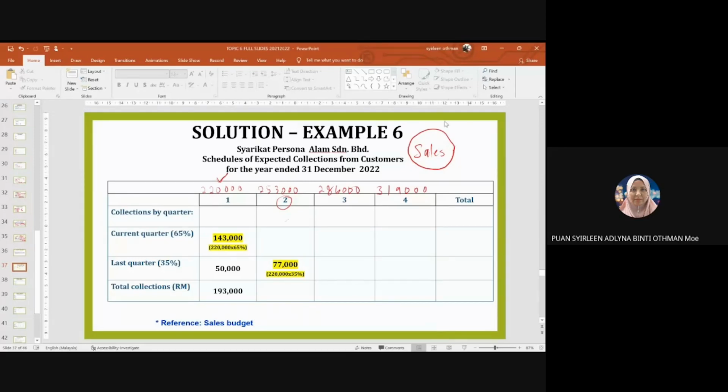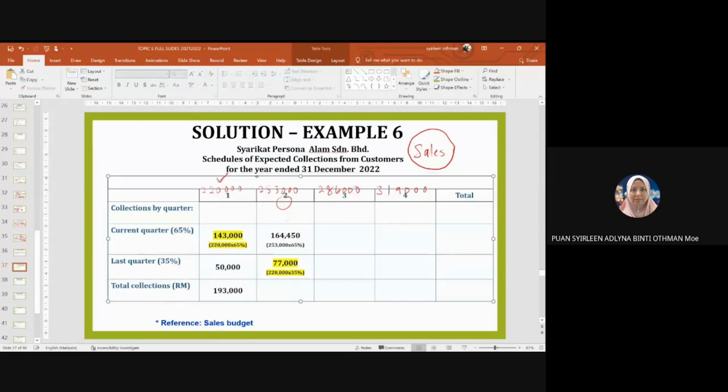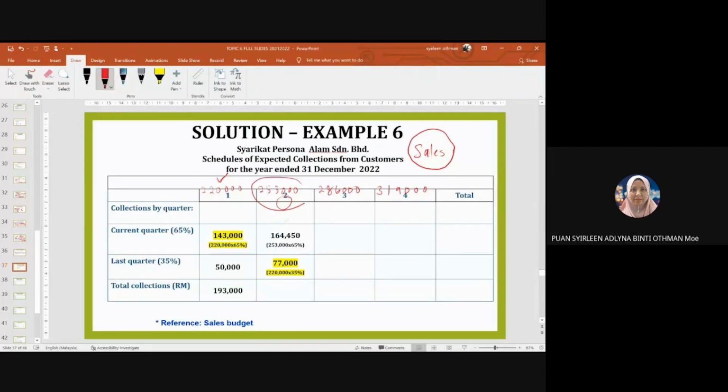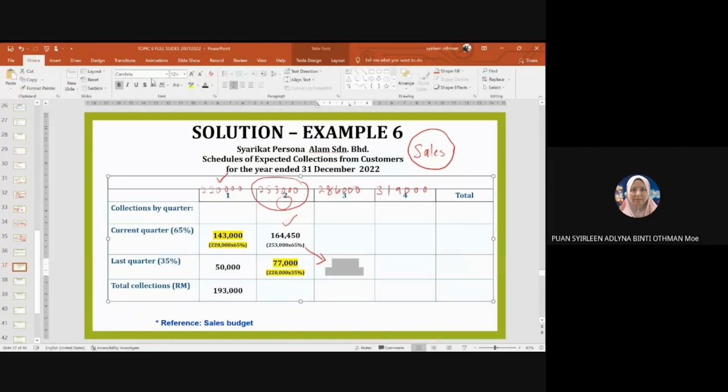Kuartal 2, kita ada sales 253,000 tadi. So 65% will be collected in the first quarter. Okay, so kita ada sales tadi, 253,000. So 65% dikutip di kuartal dia sendiri. The balance akan dikutip di kuartal kedua. Okay, so balance dia kutip di sini.